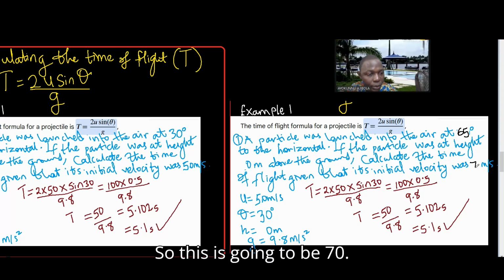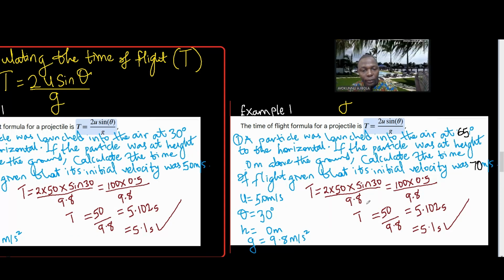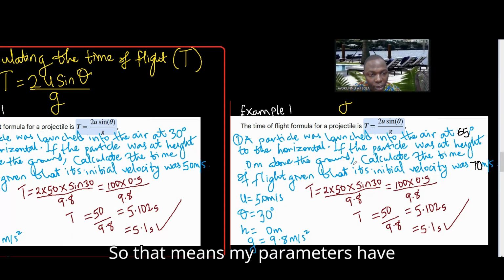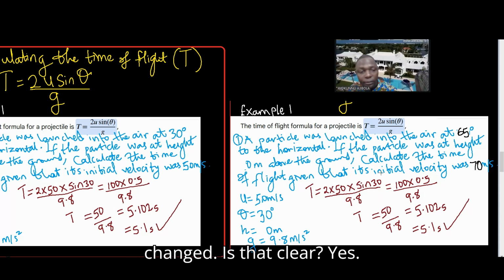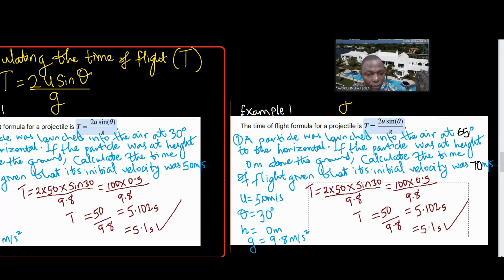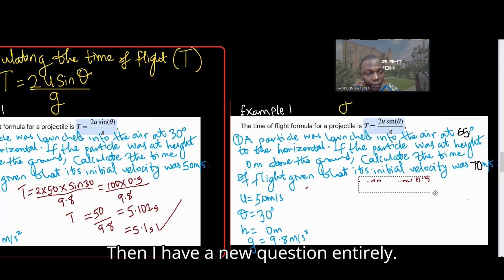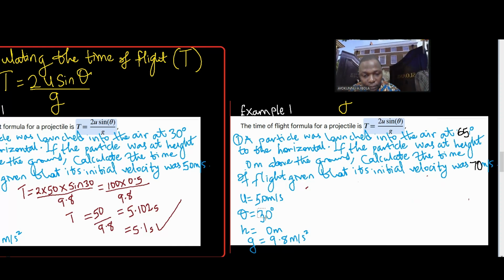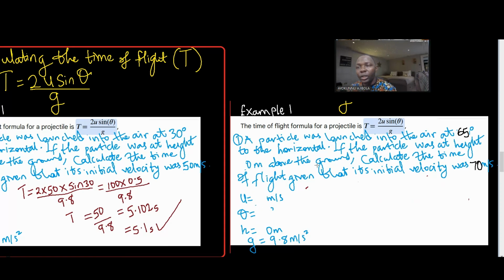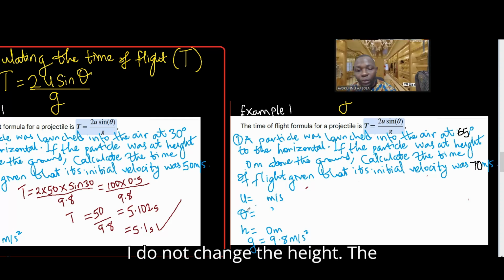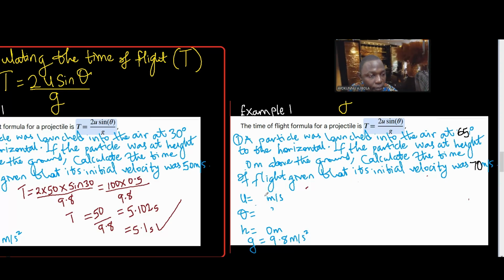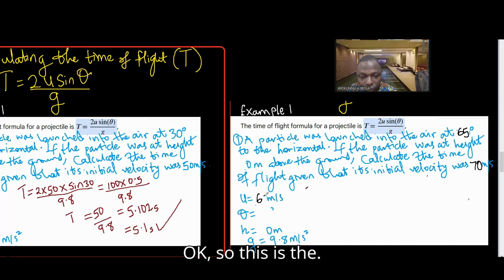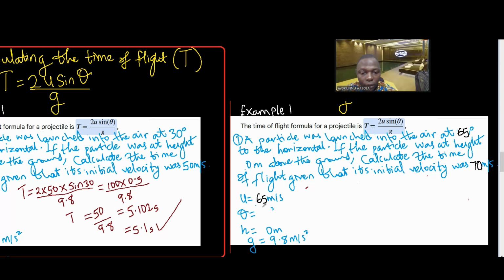So this is going to be 70. That means my parameters have changed. Is that clear? Yes, sir. Then I have a new question entirely. I'm changing all these details now. The only detail I did not change is the height, which will remain 0. So this is 70, and this is 65 degrees.